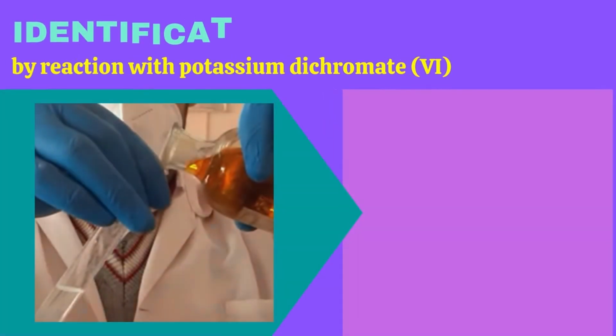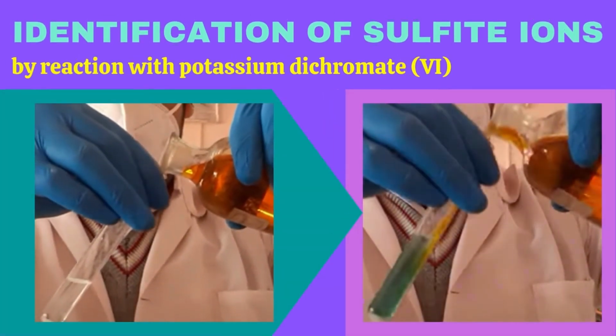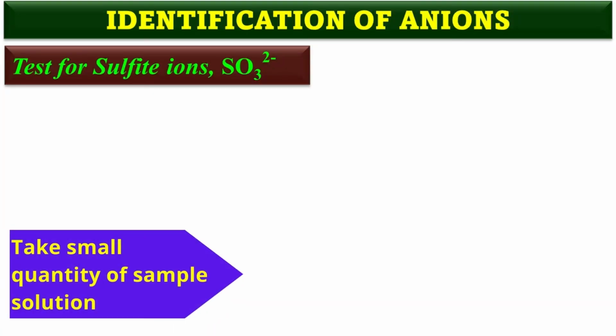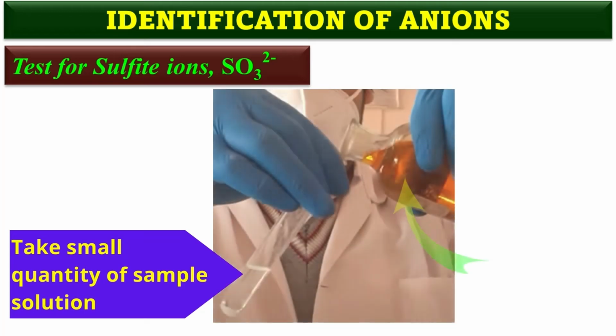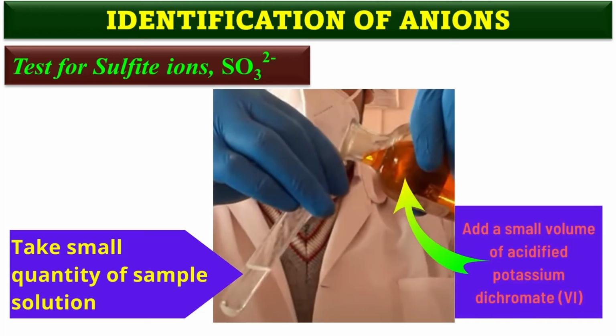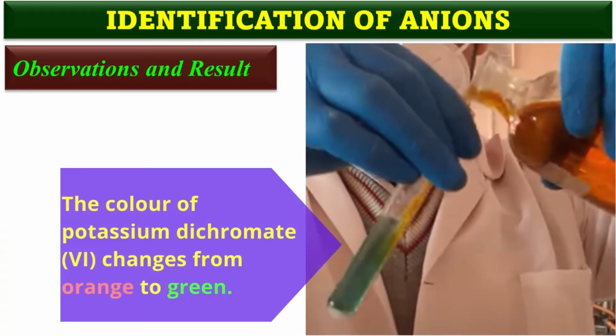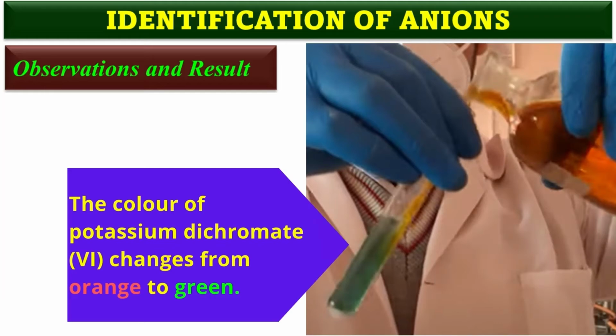Now see the test of sulfite ions with potassium dichromate(VI). Like the previous test, take a small quantity of sample solution. Add a small volume of acidified potassium dichromate(VI). Observations and results: the color of potassium dichromate(VI) changes from orange to green in presence of sulfite ions.